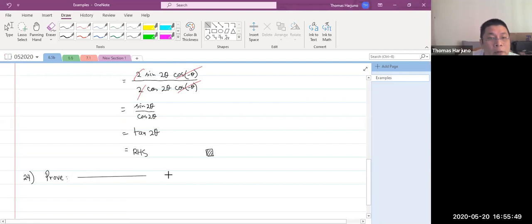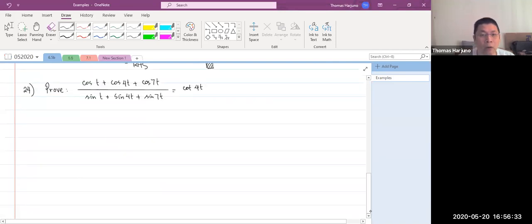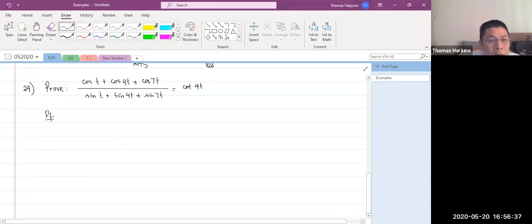Proof: cosine t plus cosine 4t plus cosine 7t over sine t plus sine 4t plus sine 7t equals to cotangent 4t. Now, but before you start, of course, we will start from the left-hand side, right? We'll do from left-hand side equals to whatever that is.